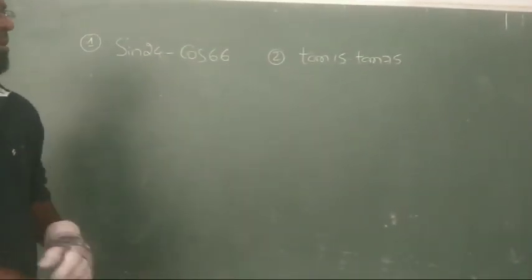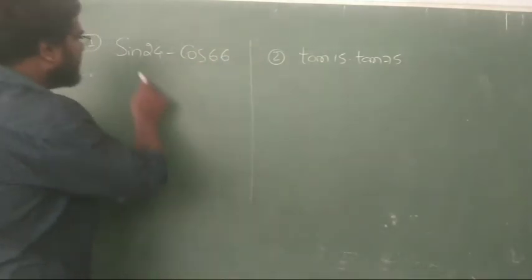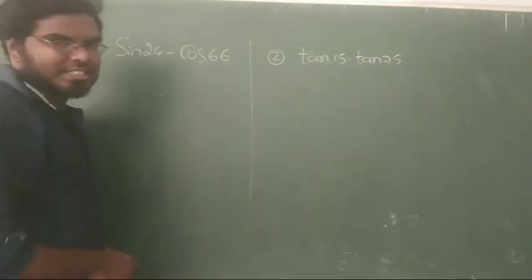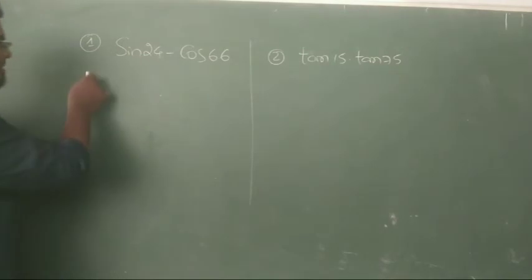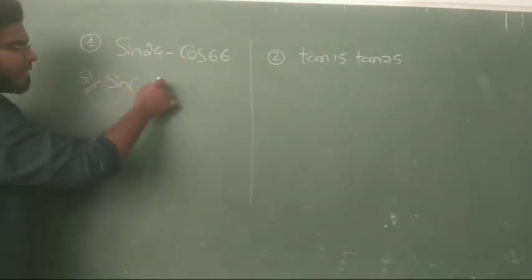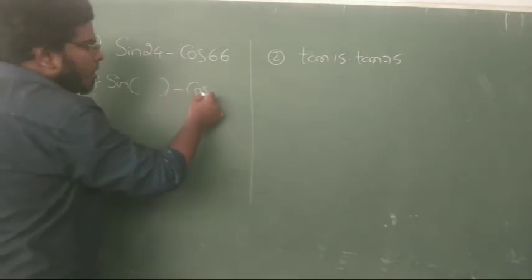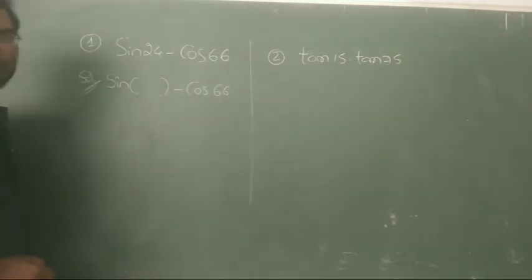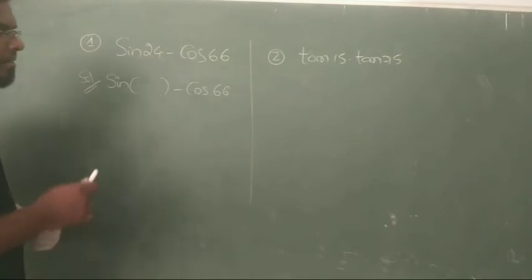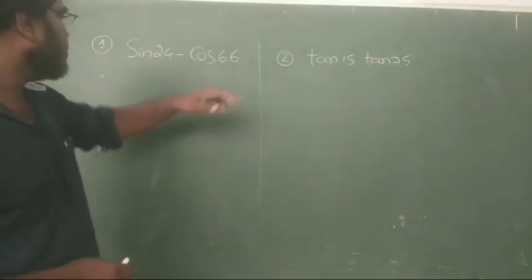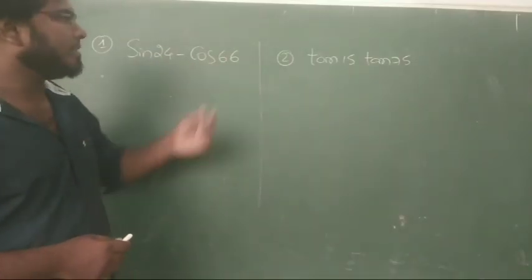Now these two problems are important here. The first problem is sin 24 minus cos 66. Sin 24 minus cos 66. Then the solution starts. Write the sin as this, take a bracket, minus cos 66. Right? Do these two problems. Sin 24 minus cos 66.